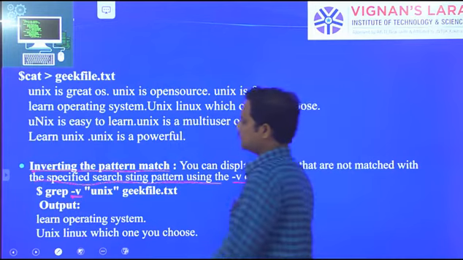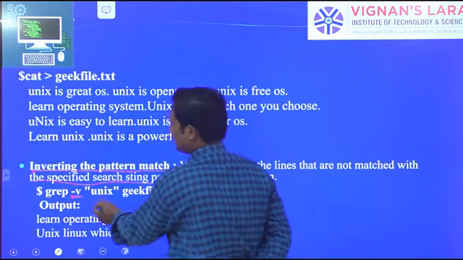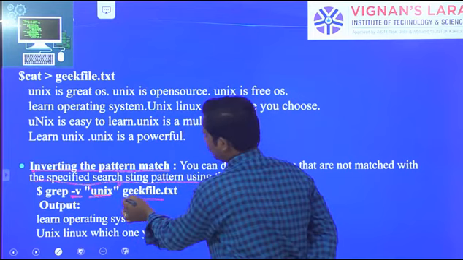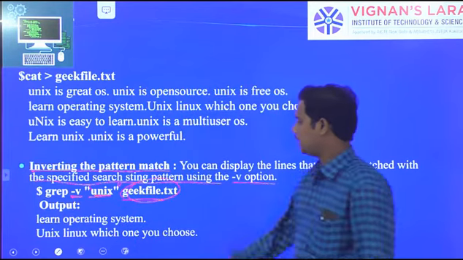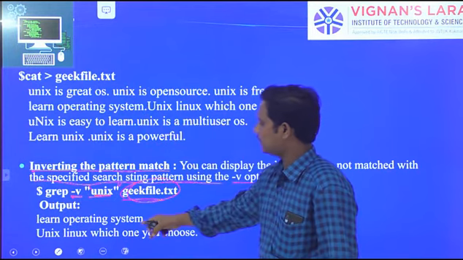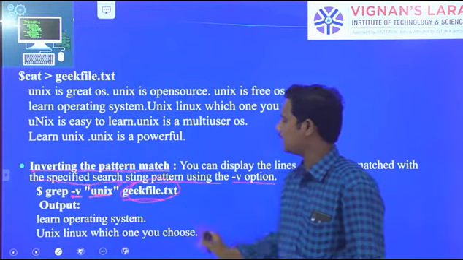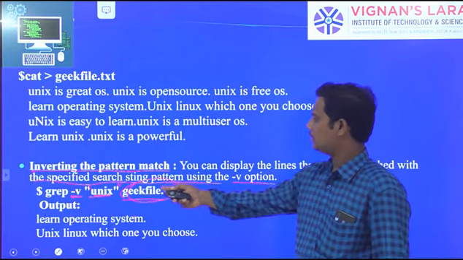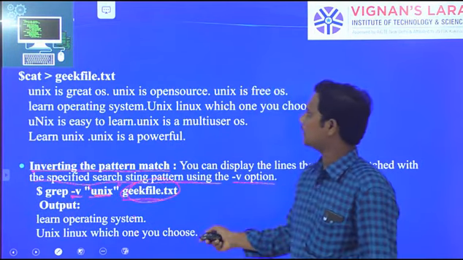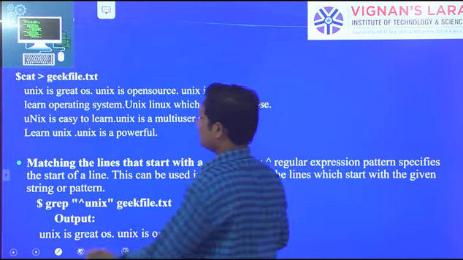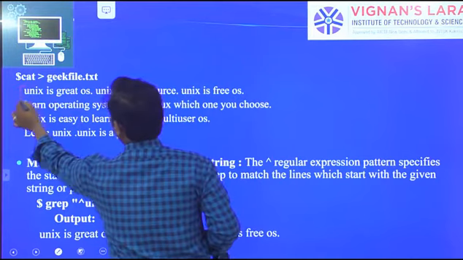How is it displayed? Here grep option V, this pattern, on which file? This file. Whatever these two lines are not matched to the pattern, that's why these two lines are displayed on the screen. So this is also option V, using the grep command. And coming to the last one, here this is the input file.